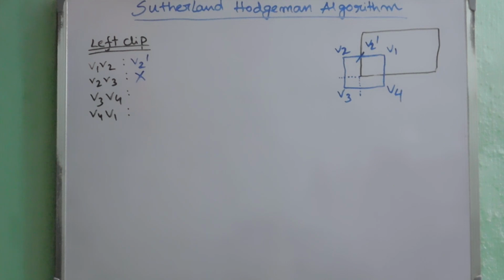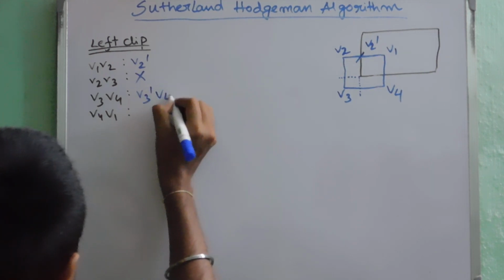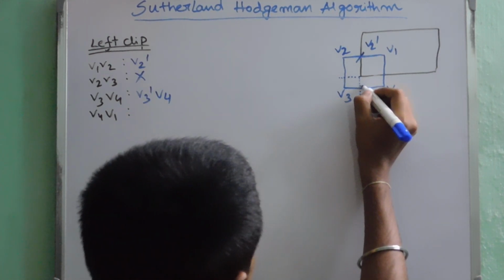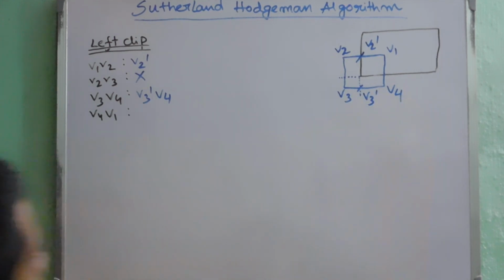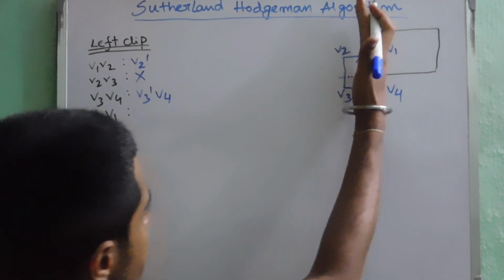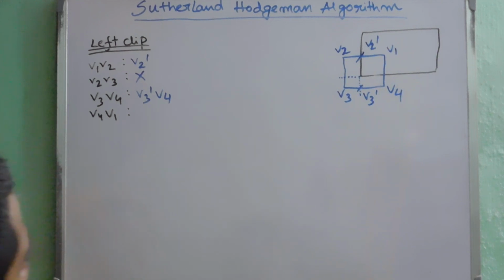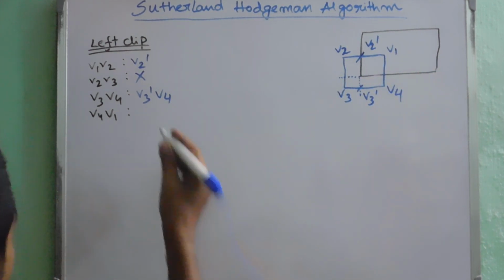Then we have V3 V4. For V3 V4, we can see that it resembles the first case, that is from outside to inside. That means we will write V3 dash V4, where we rename the intersection as V3 dash. And finally we have V4 V1, which is completely inside the left boundary. So we will write V1, that is the second endpoint.